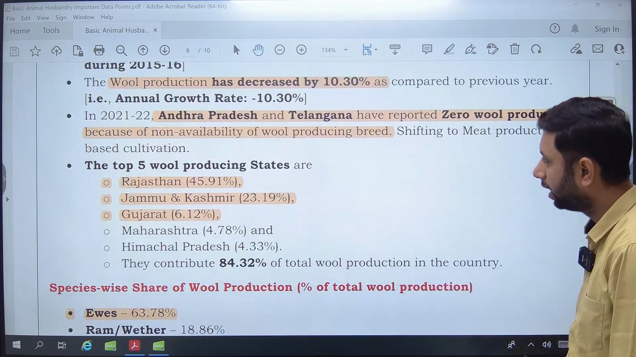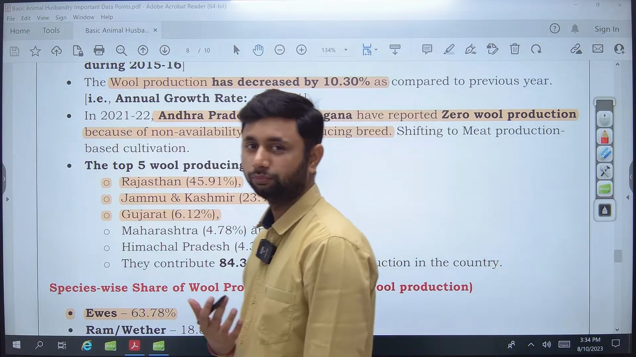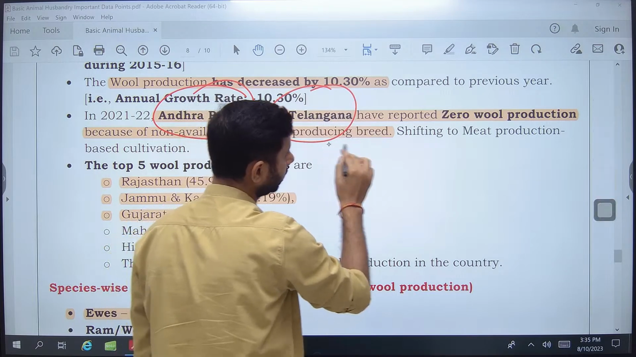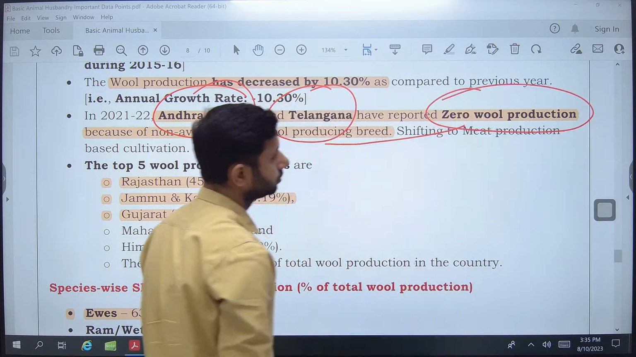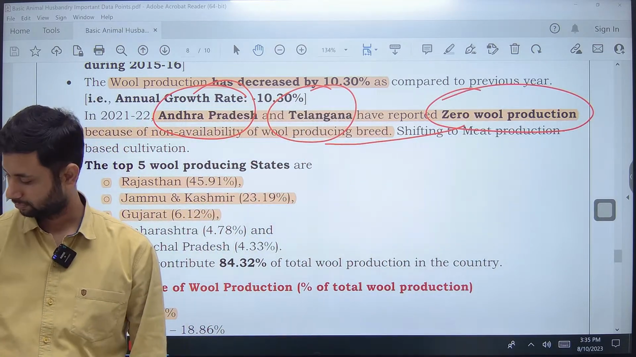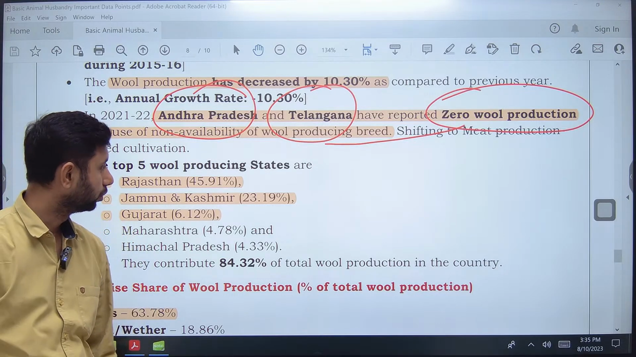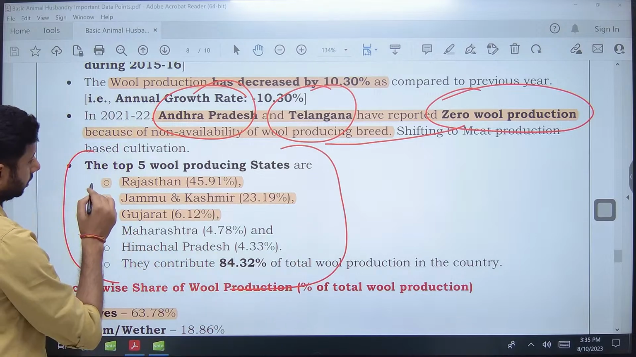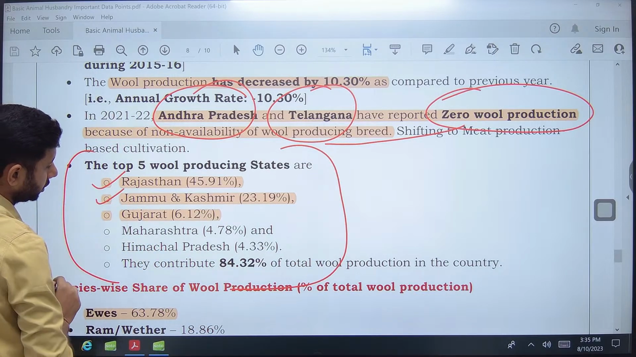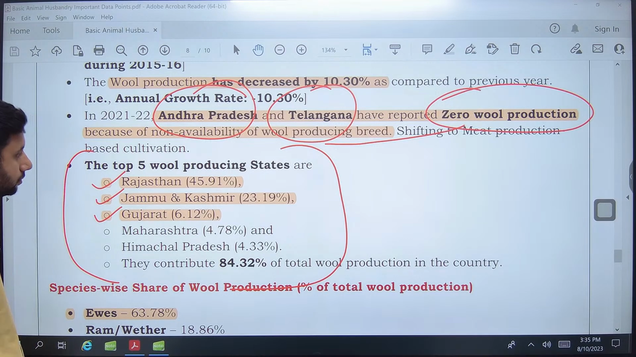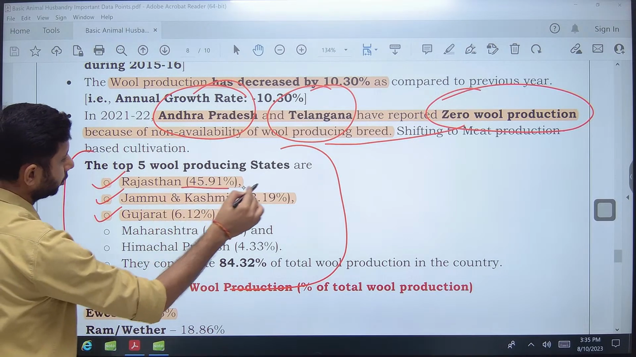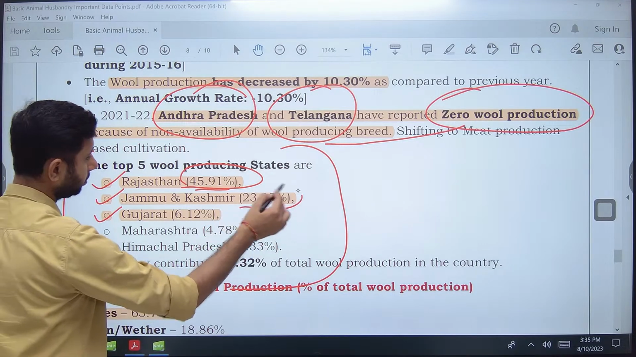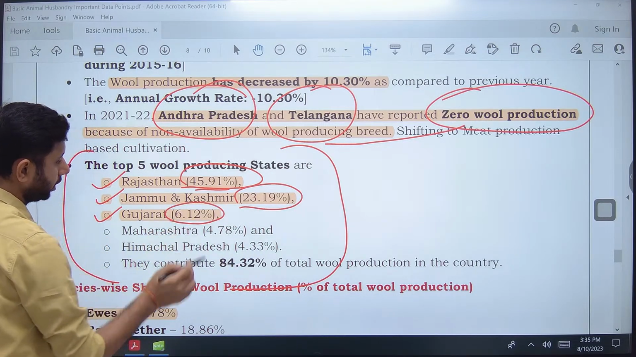Okay, and one peculiar data with respect to wool production is Andhra Pradesh as well as Telangana reported zero wool production. Okay, so now let's see what are the top 5 wool producing states. Rajasthan, Jammu and Kashmir and Gujarat, where Rajasthan contributes 45.91%, Jammu Kashmir 23% and Gujarat 6.12%.